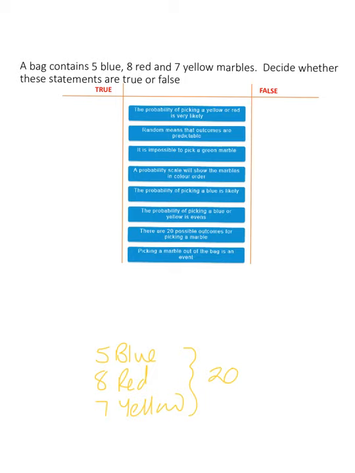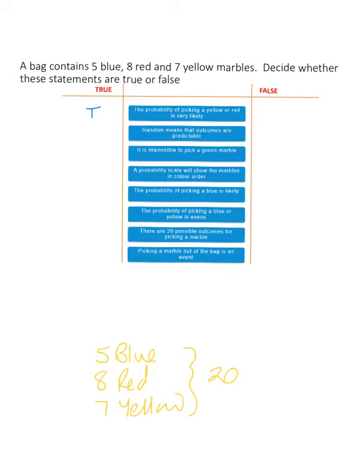So here, just as a recap of exercise 12A, we have a bag that contains 5 blue, 8 red and 7 yellow marbles, so 20 altogether. Decide whether these statements are true or false. The probability of picking a yellow or red is very likely. Well, a yellow or red would mean 15 out of 20, so it is probably true. It's very likely. It's 3/4, a 0.75 chance. So yes, I think that's very likely.